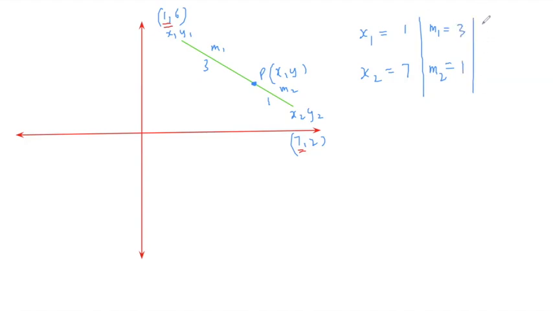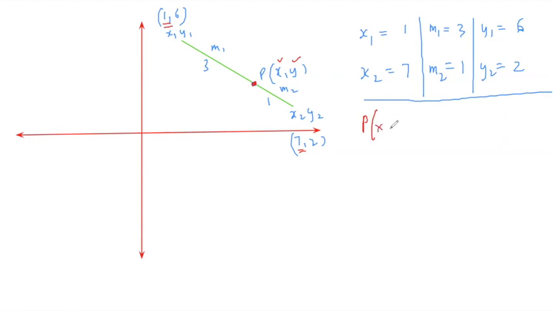And what about Y1, Y2? Anaria? 6. 6 and 2, sir. Okay, so the formula for this, now our aim now is to find out what x and y are, okay? The coordinates of this point. So first we'll try and find the x coordinate.